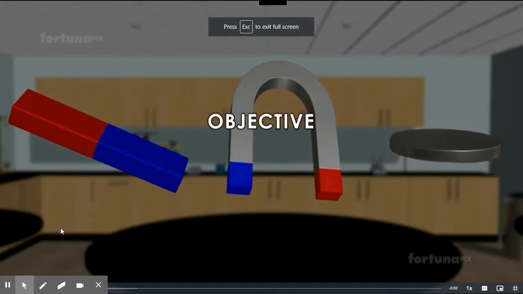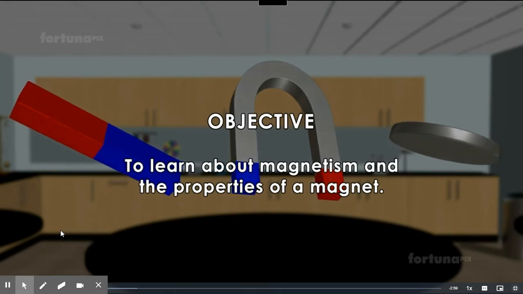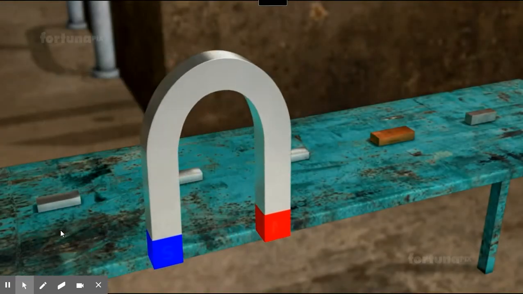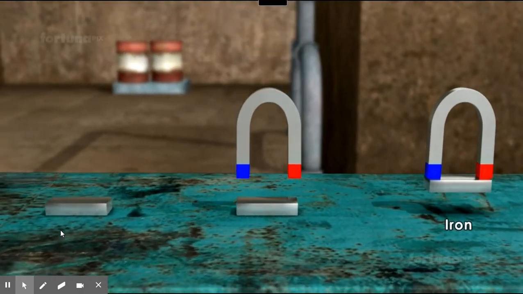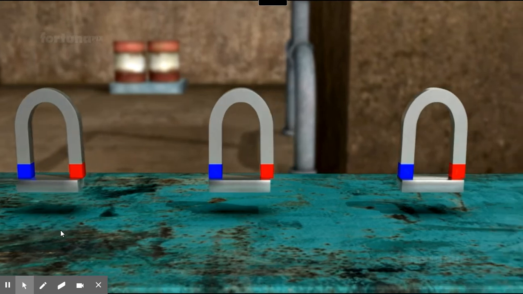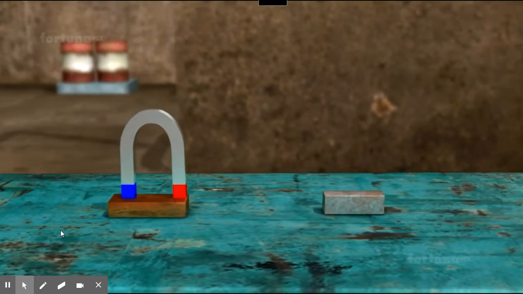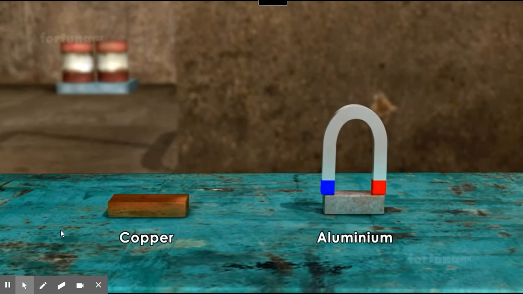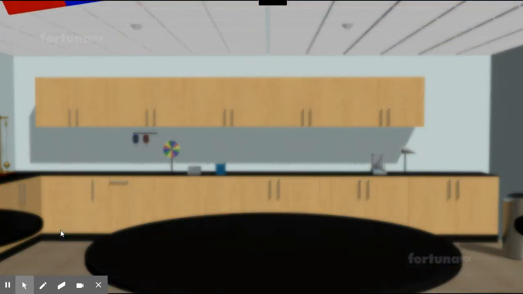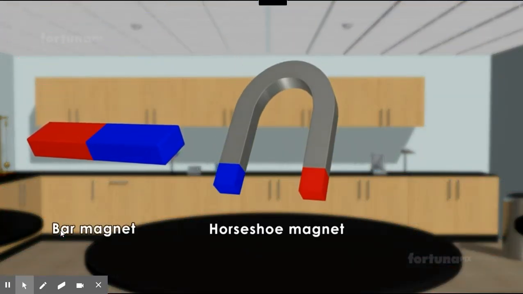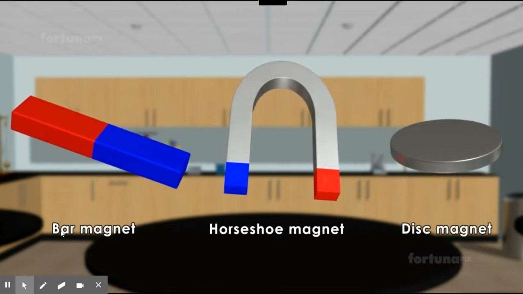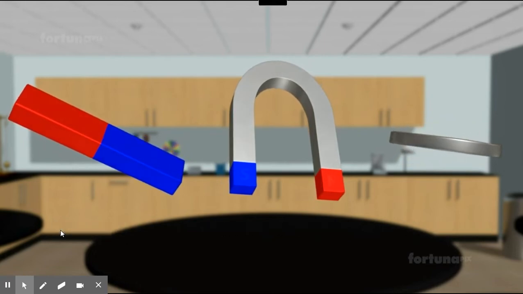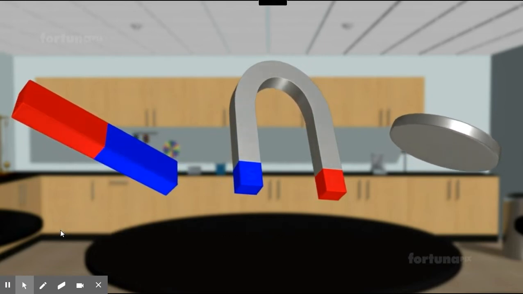Objective: to learn about magnetism and the properties of a magnet. A magnet is a material that attracts certain metals such as iron, cobalt, or nickel, but does not attract metals such as copper or aluminum. We would refer to the two ends of a bar magnet or a horseshoe magnet and the two sides of a disc magnet as the magnet's poles. Each magnet will have a north and south pole. But how can we tell which pole is north and which is south?